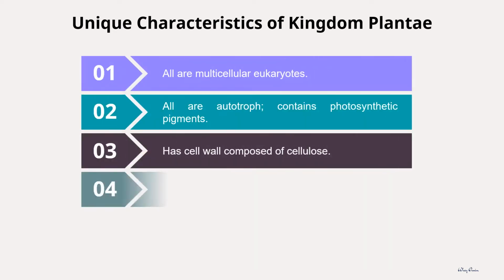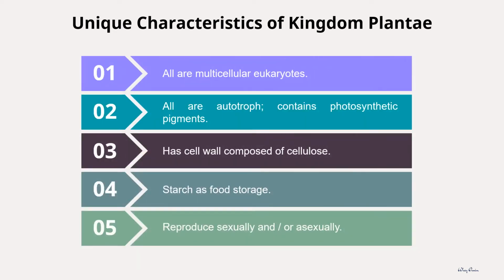All plants of Kingdom Plantae are multicellular eukaryotes. It means they have a true nucleus and membrane-bound organelles found in the cytoplasm of the plant cell. They are able to undergo photosynthesis to produce their own food, and the plant cell is enclosed by a cell wall, which is composed of cellulose. They are able to store the food in the form of starch.